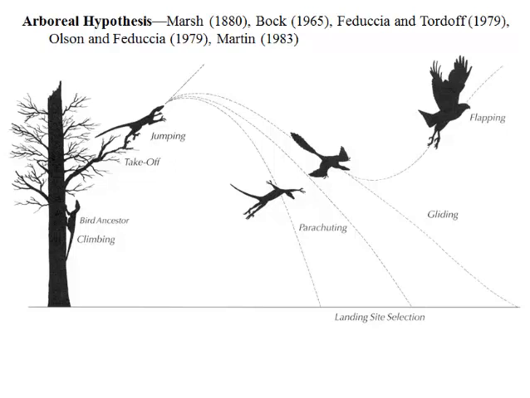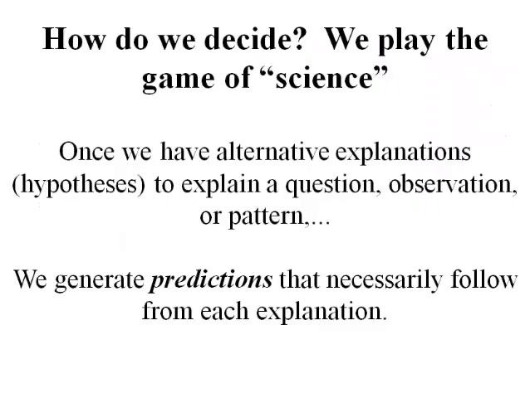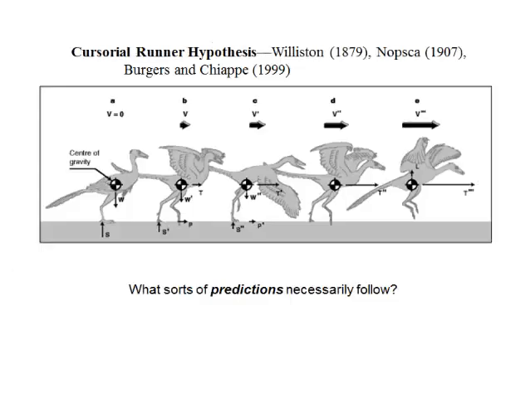So what we need to do then is play the game of science. How do we decide between a couple of hypotheses? Once we have alternative explanations for something, we've got to generate predictions that necessarily follow from each. So let's consider the cursorial runner hypothesis. What sort of predictions necessarily follow from this hypothesis?